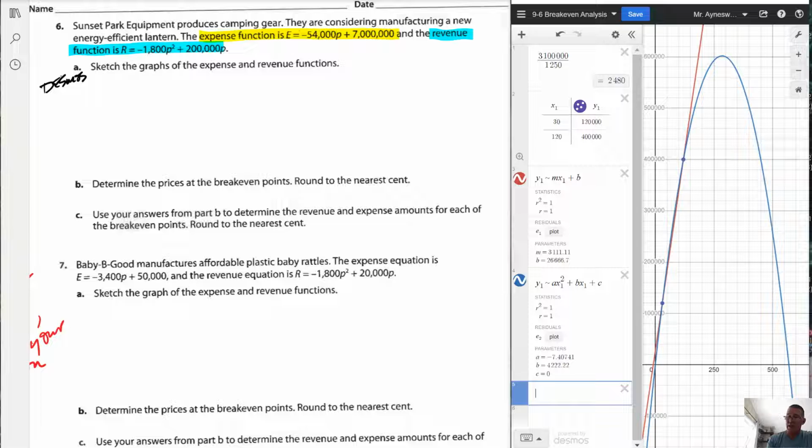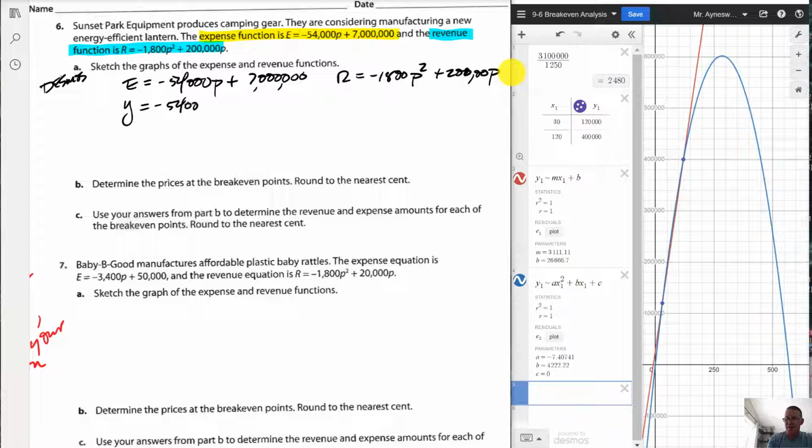one here. And again, I'm going to write the functions in a unique way. So expenses is going to be negative 54,000, all right, times P plus 7 million. And then the revenue is the quadratic one, negative 1,800 P squared plus 200,000 P. So when we put this in Desmos, we're going to type it in as y equals negative 54,000 times x, all right, plus 7 million.